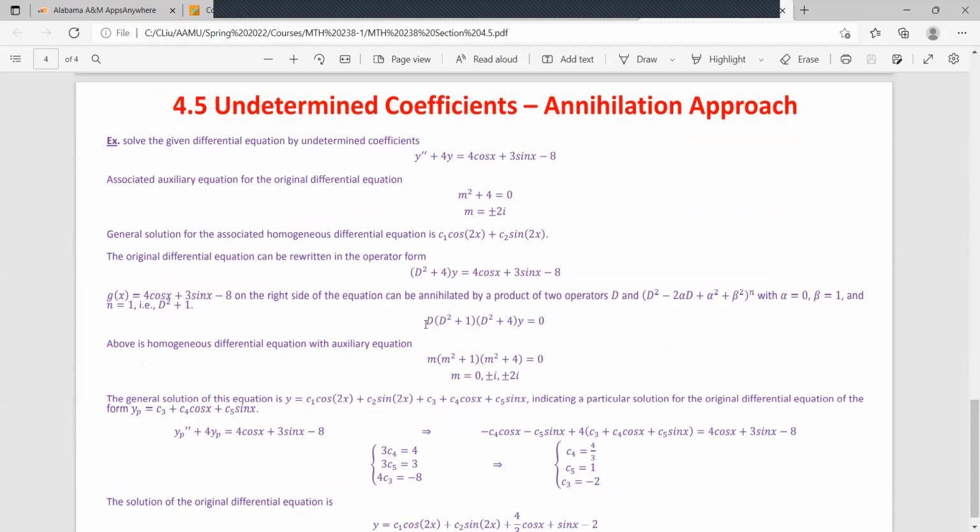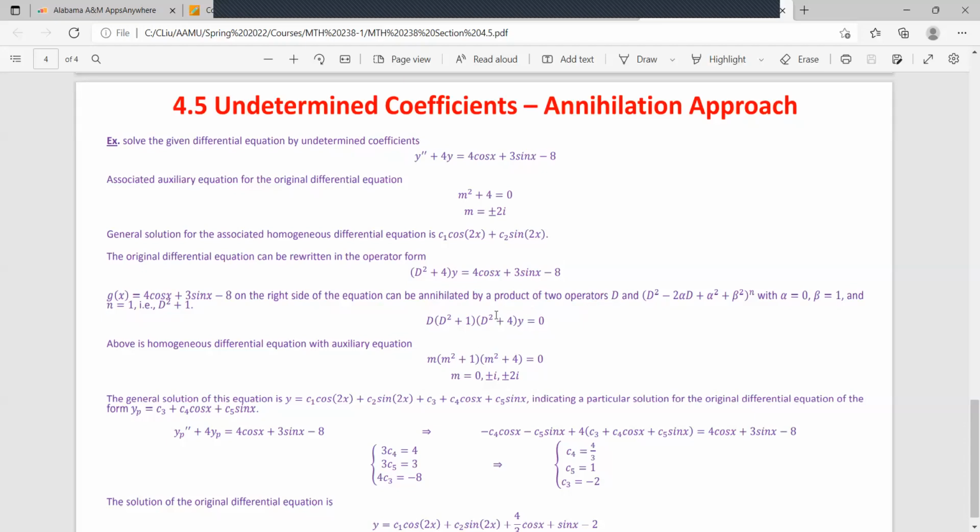If you apply this operator on both sides, you're going to get 0 on the right side, and you have D times D squared plus 1 times D squared plus 4 operator on y on the left hand side. So you still need to apply both operators because you need to annihilate all the terms, and you have to apply them sequentially like that. So now we get a homogeneous differential equation that can be easily solved by plugging in y equal to e to the mx. We know how to solve it.